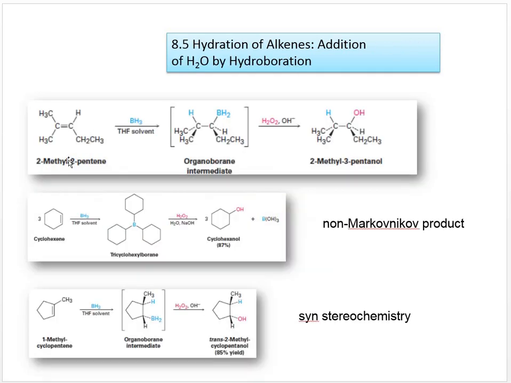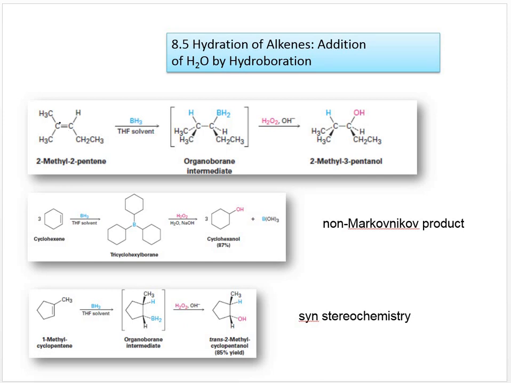Let's move to different hydration procedures. The next topic is hydration of alkenes, addition of water by hydroboration. Let's assume this hypothetical situation. You are working in a laboratory and you are asked to synthesize an alcohol from an alkene, and you have here an alkene, 2-methyl-2-pentene, and you are asked to synthesize 2-methyl-3-pentanol.